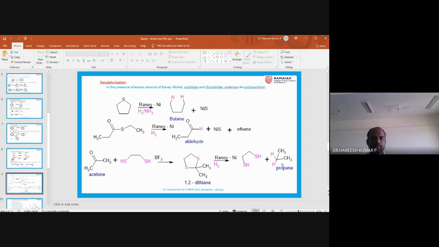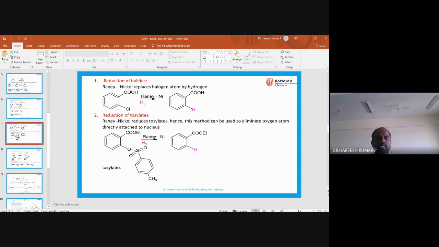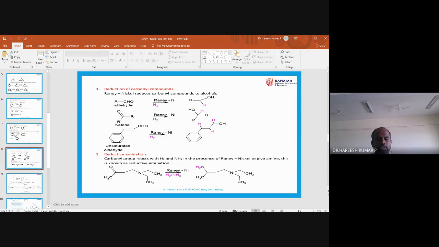So up to this, we discussed what Ra-Ni nickel is and how it is useful in the preparation of saturated hydrocarbons. That means alkenes can be converted into alkanes, and nitro groups can be converted into amino compounds, and aromatic compounds can be converted into aliphatic compounds. More particularly, naphthalene is converted into decalin, and phenol is converted into cyclohexanol. And here I think you are aware that a halogen is converted into hydrocarbon, and tosylate is converted into hydrocarbon, and carbonyl compounds are converted into alcohols, and reductive amination.